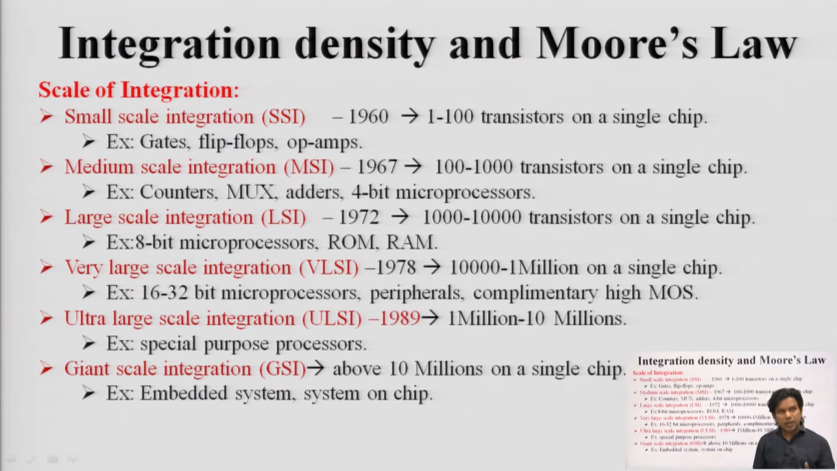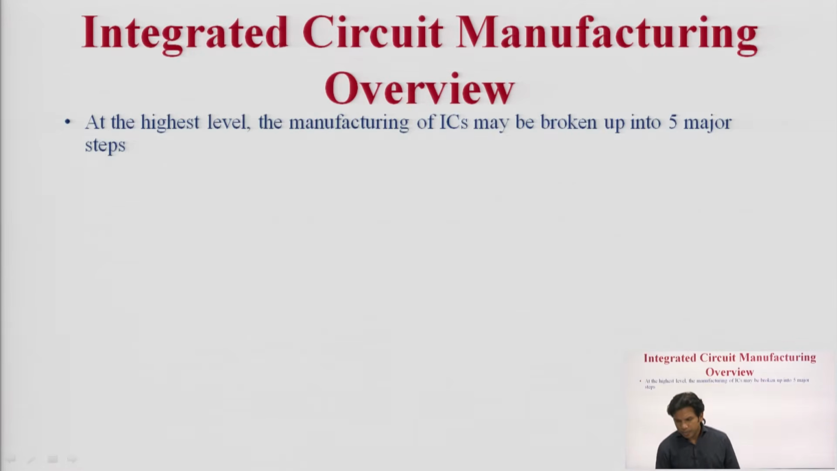Similarly, we have very large scale integration and ultra large and giant. So, this kind of separation by the number of transistors within the IC tells us whether we are going for small scale integration, medium scale integration or large scale integration, and so on. Apart from this, we also have to be familiar with the fabrication process, from fabrication to testing to packaging, and understand how we are going for high level integration.